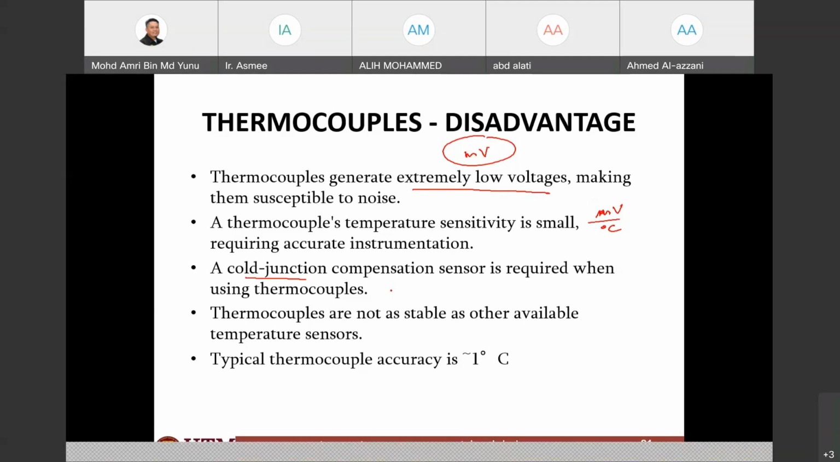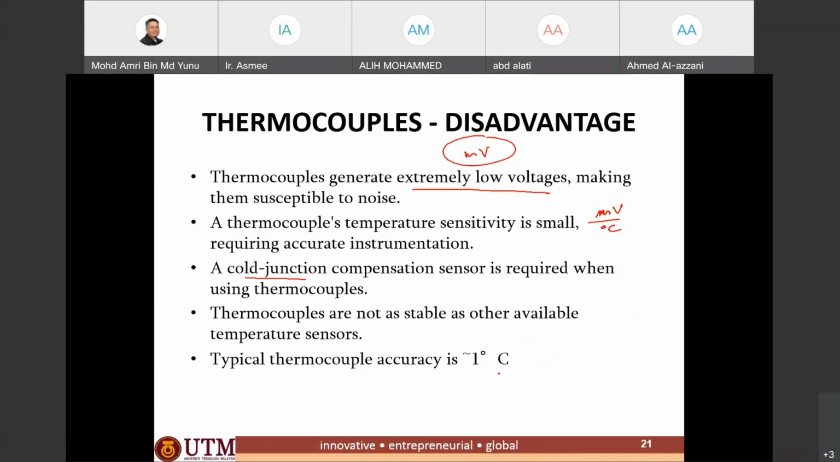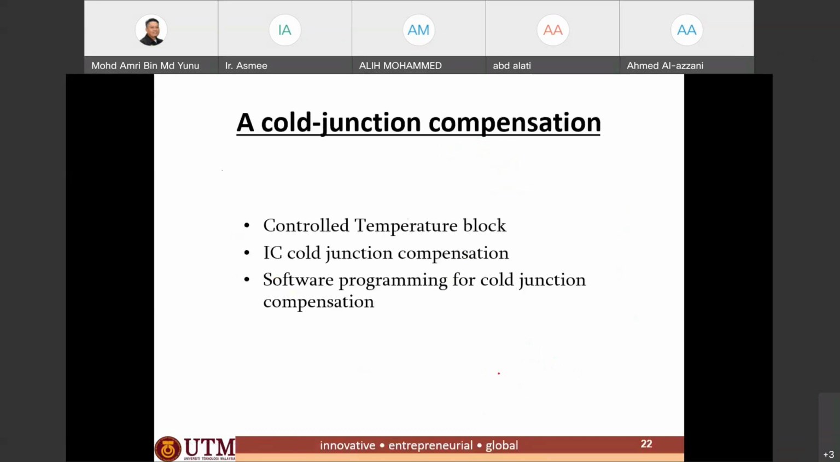And then thermocouples are not as stable as other available temperature sensors. And then the accuracy, 1 degree Celsius, that's the error. The error is around 1 degree Celsius of the reading. So cold junction is required.